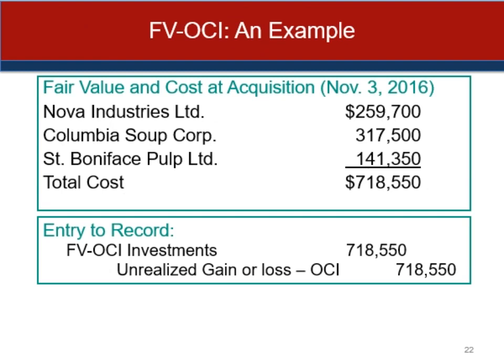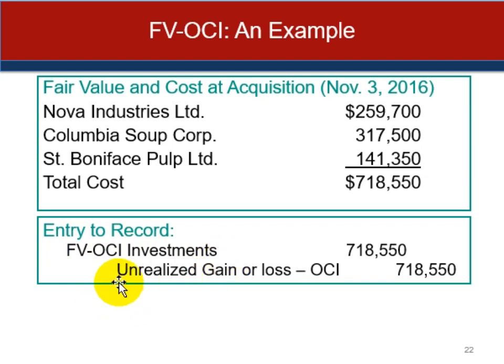So here's an example. We bought some shares, presumably, in Nova Industries, Campbell Soup, and St. Boniface Pulp for a total cost of $718,550. And so this was the cost at acquisition, which was November the 3rd, 2016. We debit fair value through fair value other comprehensive income investment, so that's an asset.